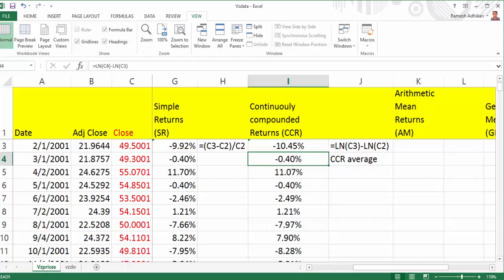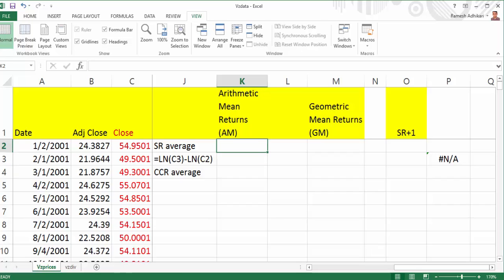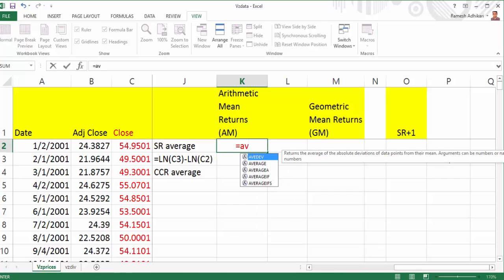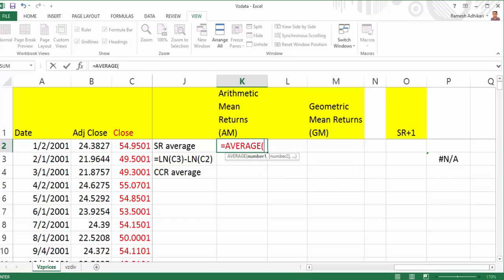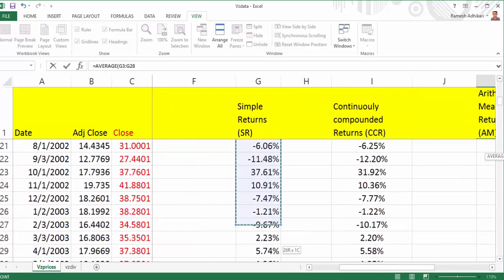Now let's learn how to calculate arithmetic mean return, right? Again, I am not going to spend much time on this because this is a concept you have been learning since high school. Arithmetic mean basically means average. So we can use the average function here in Excel. You can calculate the arithmetic mean of the simple returns. So I just type average and then select all of the simple returns, right?